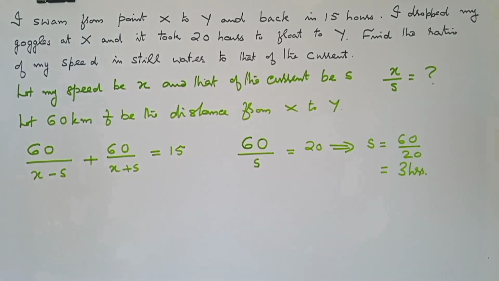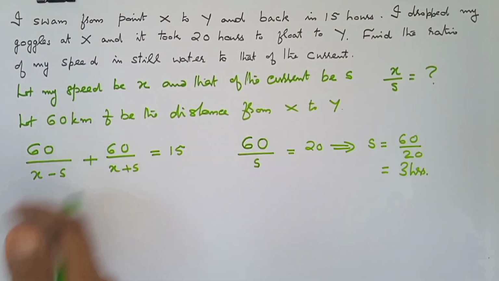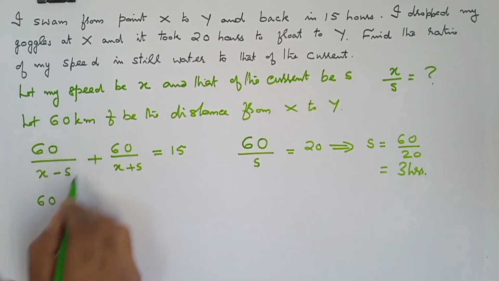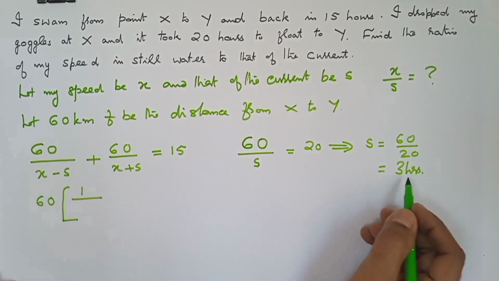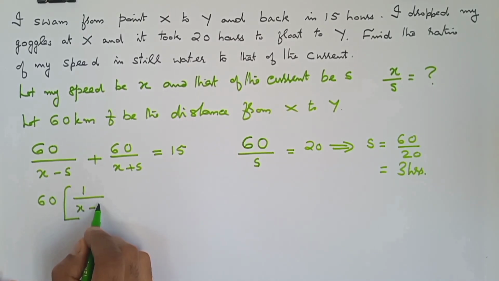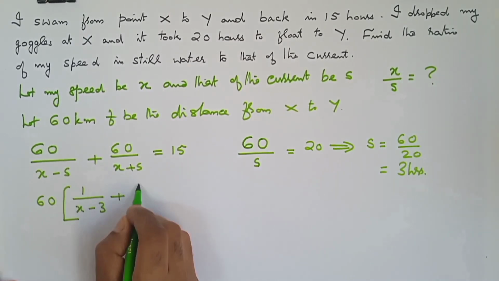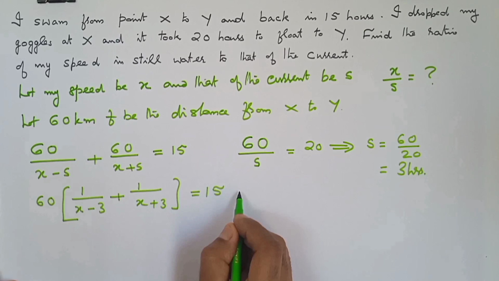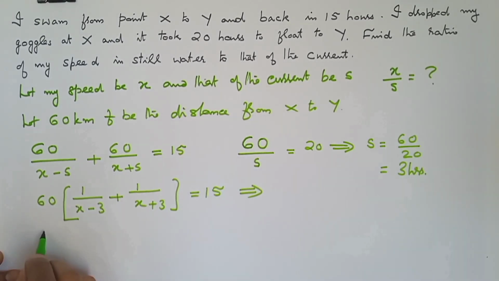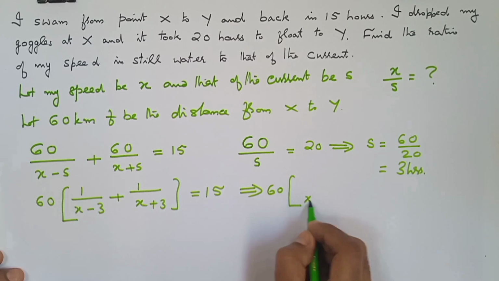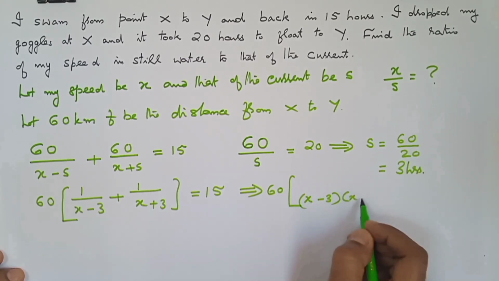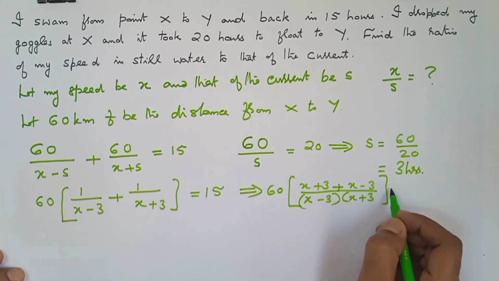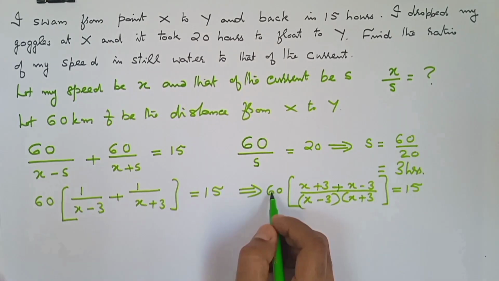So we have found out S separately. Now solving this, I put S is equal to 3 in this. It will get reduced to one variable X, which you can easily solve. 60 is common. 1 by X minus S. So X minus 3, S is found to be 3, plus 1 by X plus 3 equal to 15. That implies, on further simplification, it will be 1 by X minus 3 plus 1 by X plus 3 equal to 1 by 4.